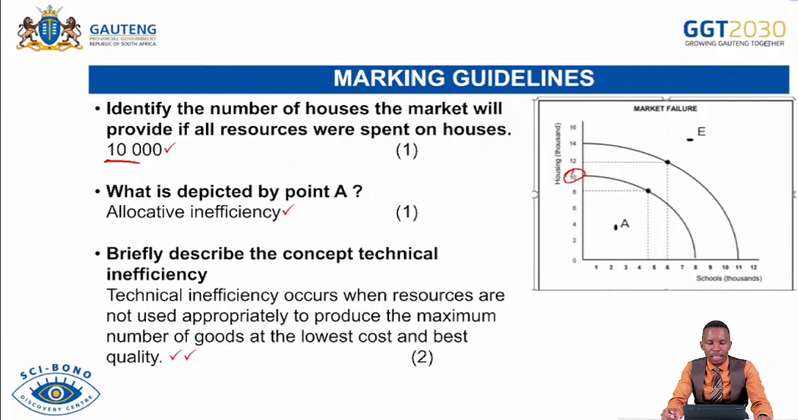And then what is depicted by point A? Point A inside here. Point A indicates allocative inefficiency, which automatically leads to productive inefficiency because resources are underutilized in here. And then briefly describe the concept technical inefficiency. The technical inefficiency occurs when resources are not used appropriately to produce the maximum number of goods at the lowest possible cost at the best quality.